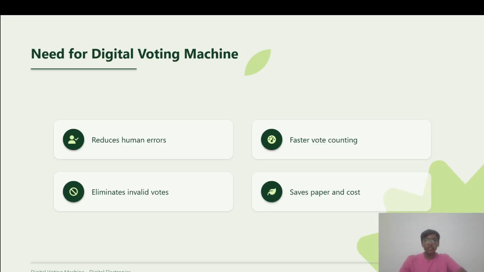What is the need for a digital voting machine? Now let's understand why we need such a system. In traditional voting, counting takes several hours or even days. Human mistakes can occur. Invalid votes increase. A large amount of paper is used. This machine can solve all these problems by providing instant and fast results, ensuring accuracy in counting, eliminating invalid votes, and reducing cost and environmental impact.